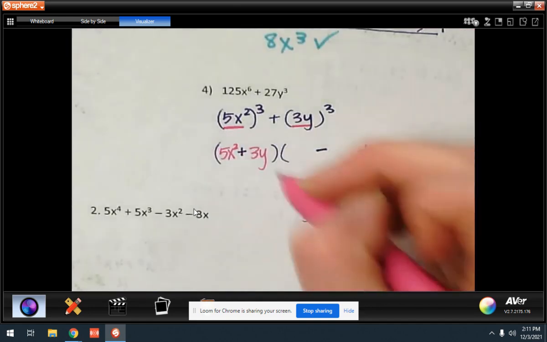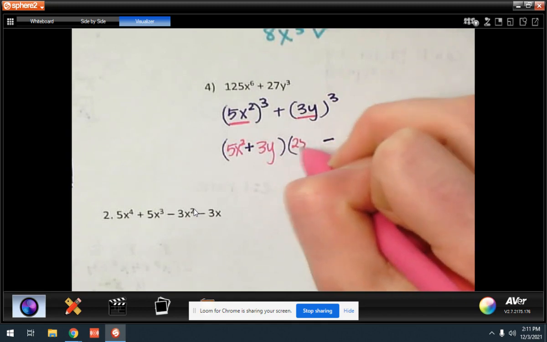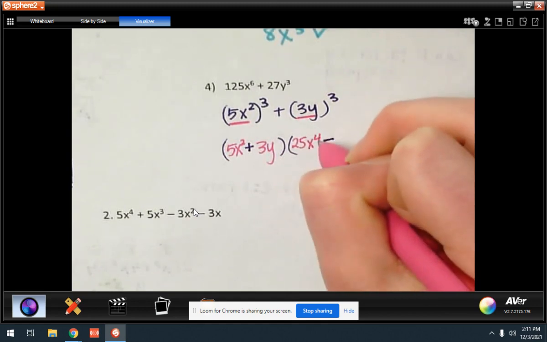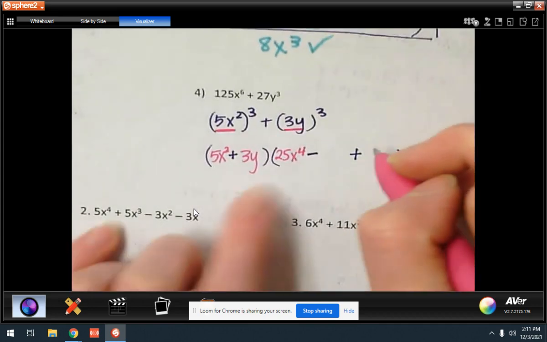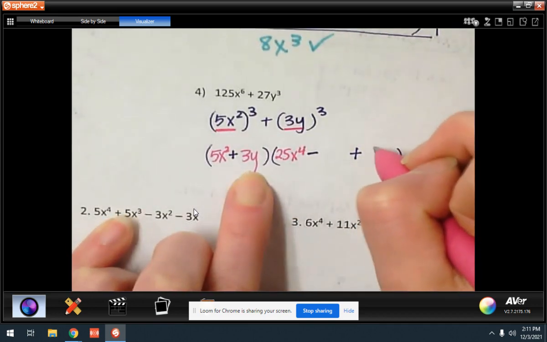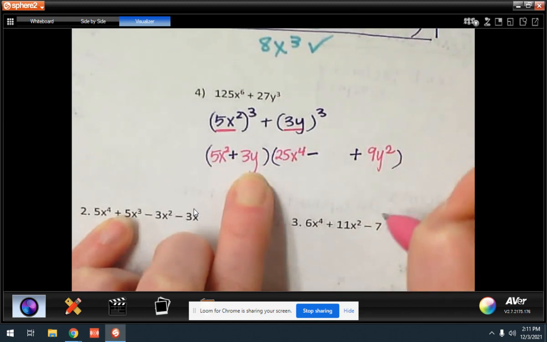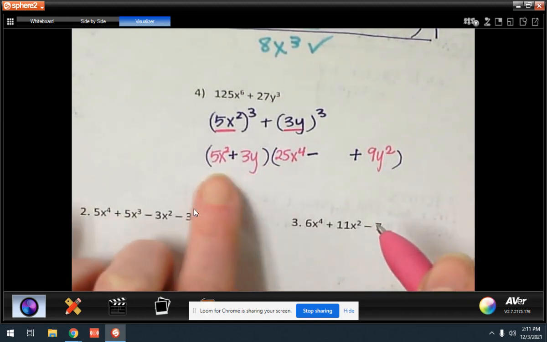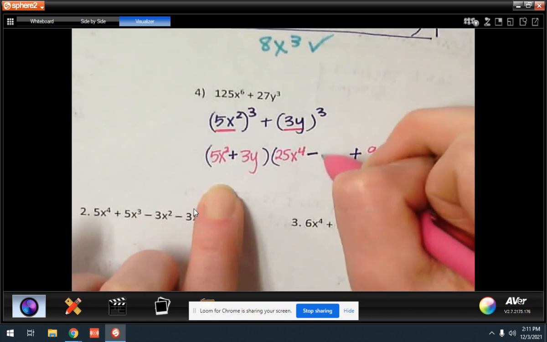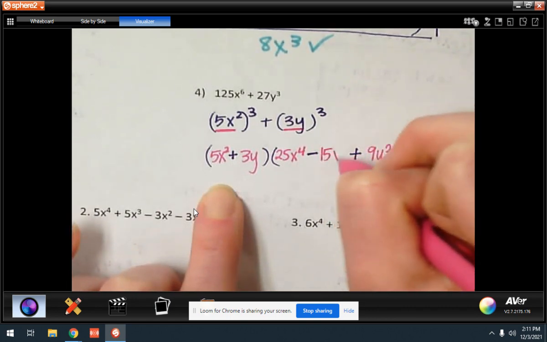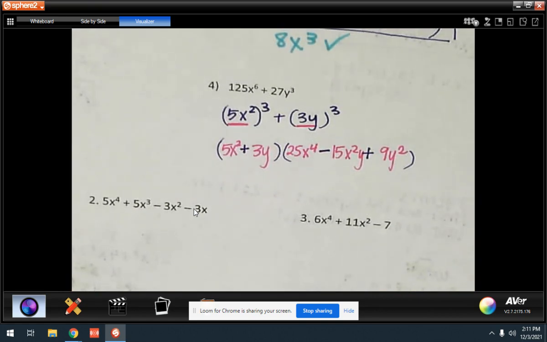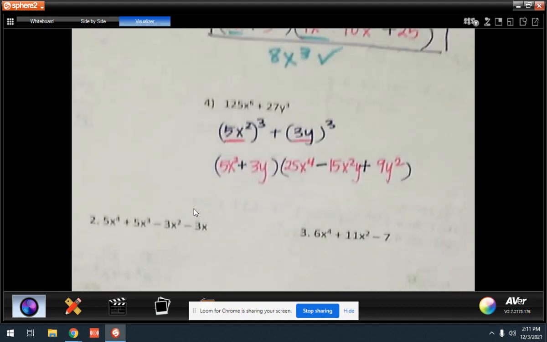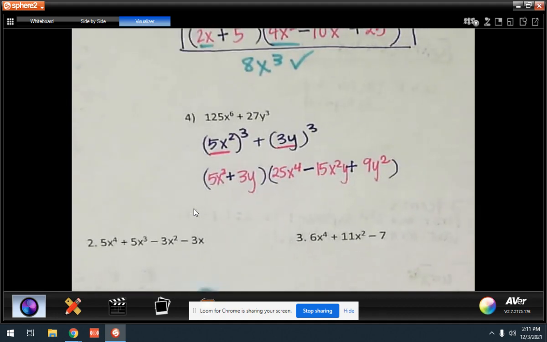Square the first, and what do you get? Very good. 25x to the 4. Okay, square the last, and what do you get? 9y squared. Very good. 9y squared. Multiply those two together. Yes. You cannot combine the x squared and the y into some kind of cubic. It doesn't work that way. Leave them separate. And you just factored a degree 6 multivariable polynomial.